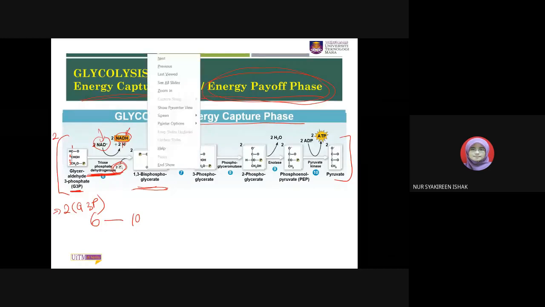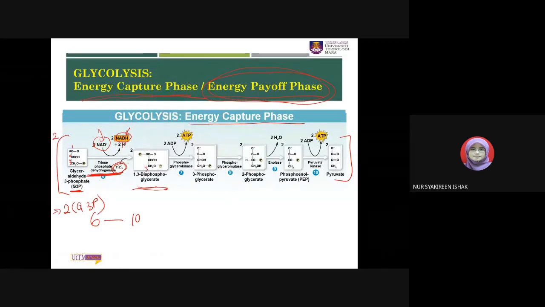So nampak asalnya memang dah ada fosfate kat carbon number 3. Cuma bila fosfate datang kat sini, dia akan attach kat number 1. So that's why the molecule is called as 1,3-bisphosphoglycerate. So molecule ni ada 2 fosfate attached to it. Okay, so mana-mana molecule yang ada dua phosphate attached to it, it is a highly energized molecule. So it has to release one of its phosphate to ADP.